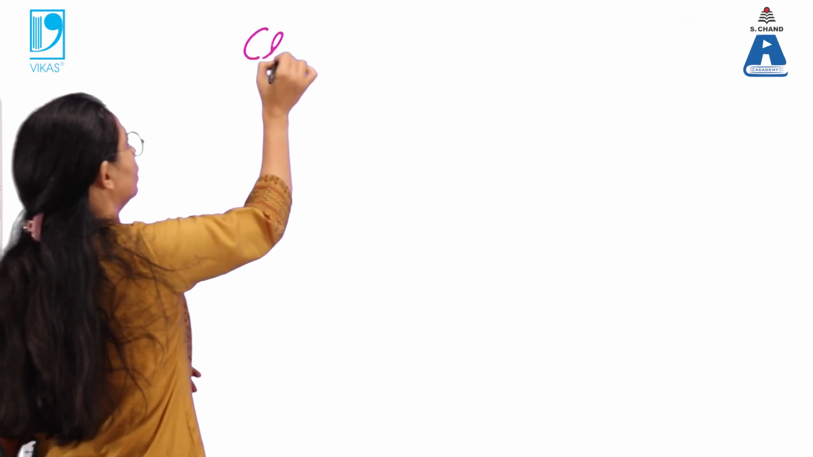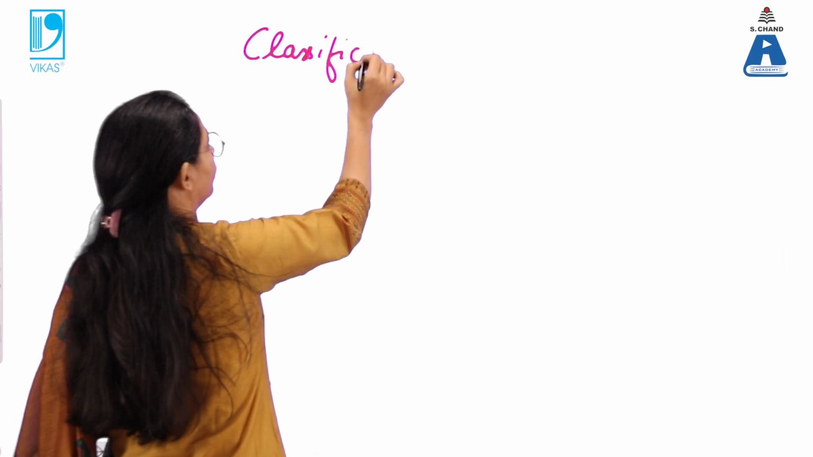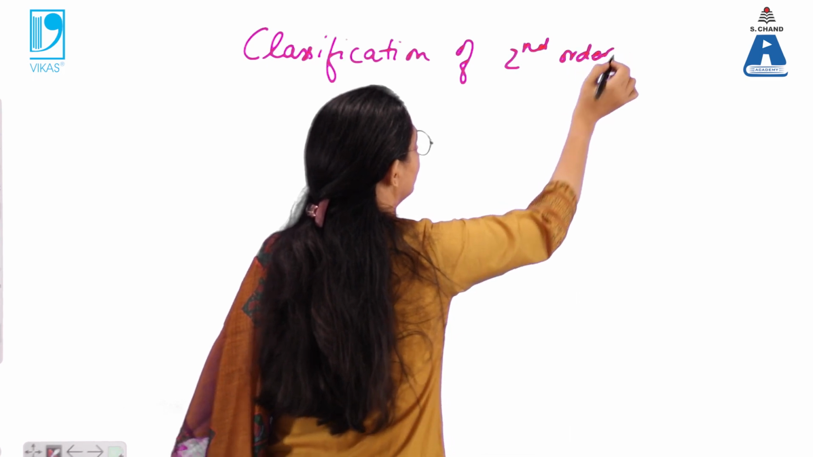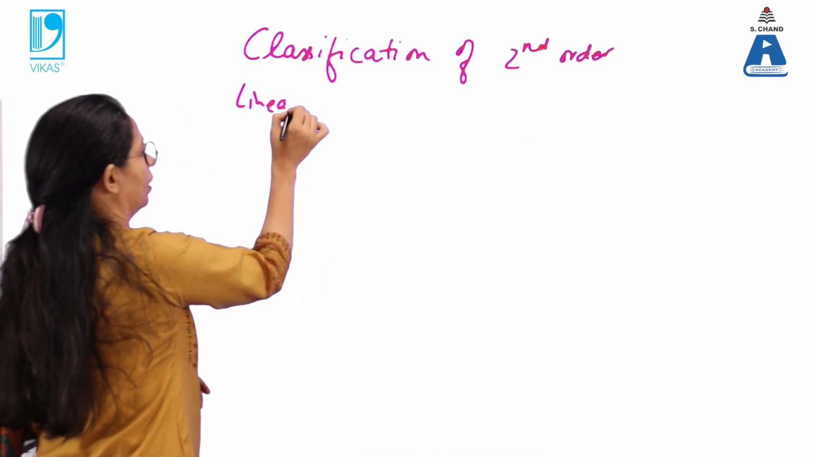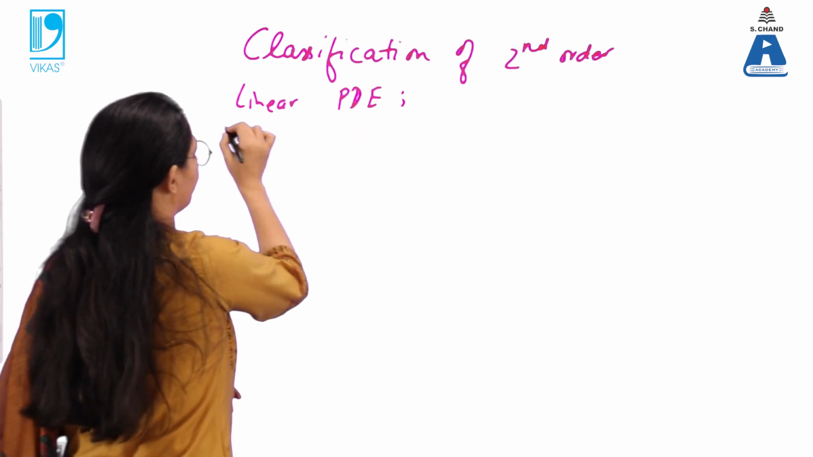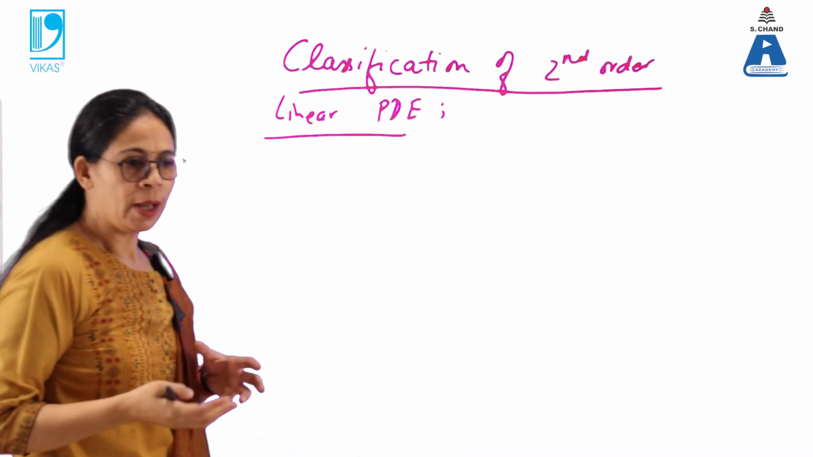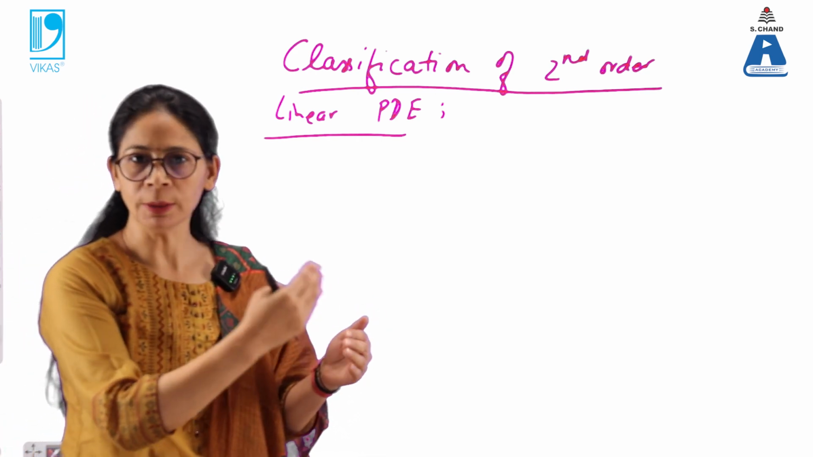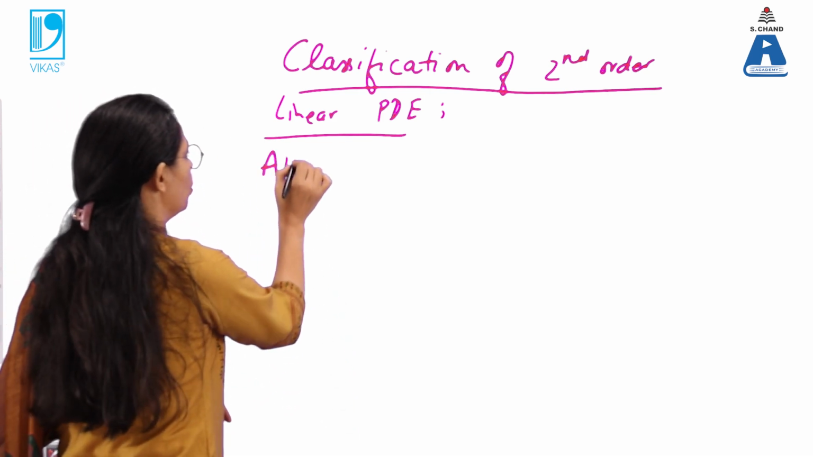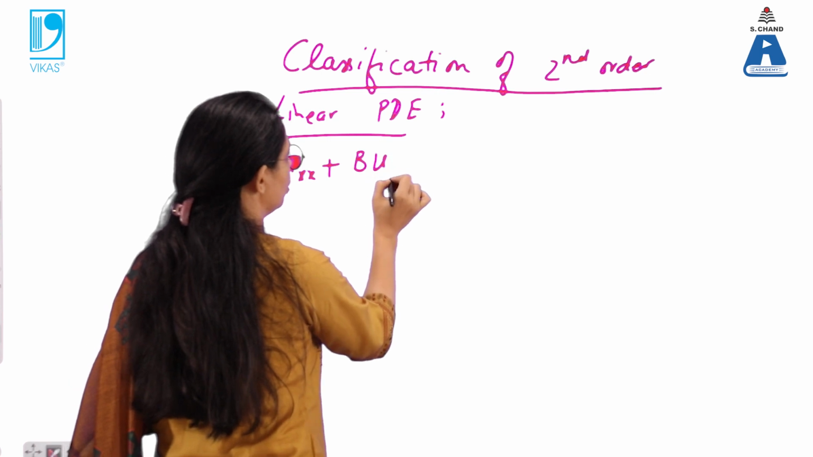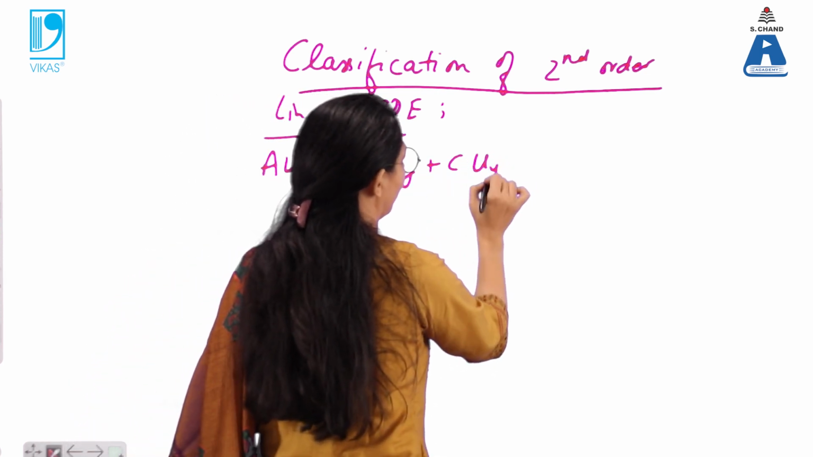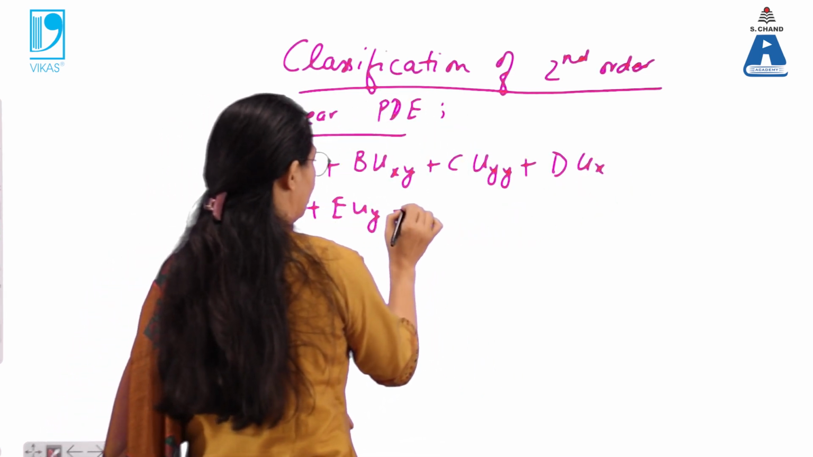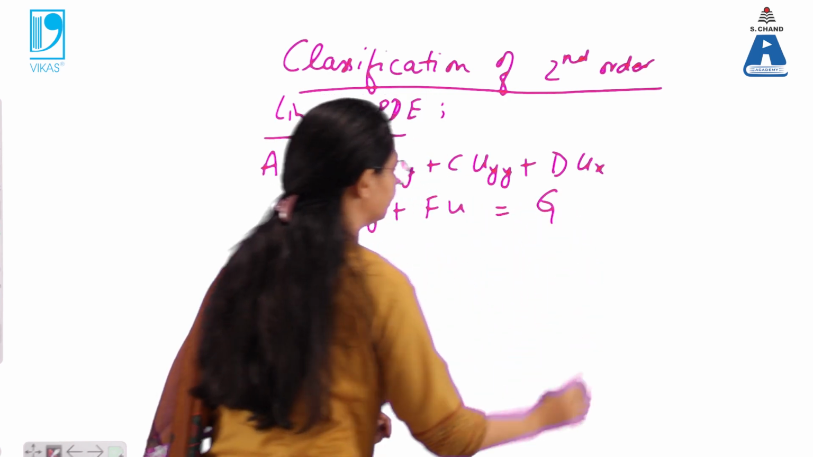So, we will be studying the classification of second order linear partial differential equations. We are going to use this terminology only. Whenever we are following any particular method, we need to be very particular about the terminologies. So, we are taking A uxx plus B uxy plus C uyy plus D ux plus E uy plus F u equals G.